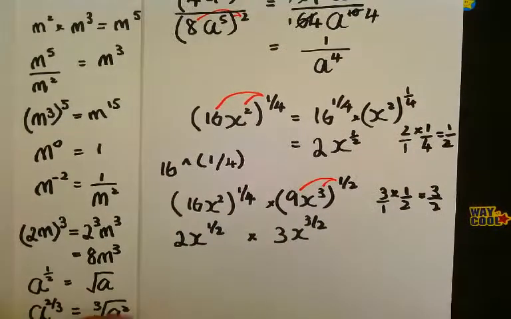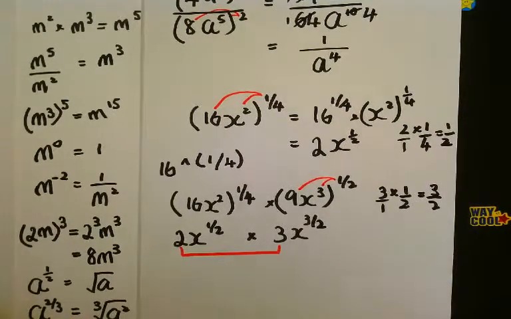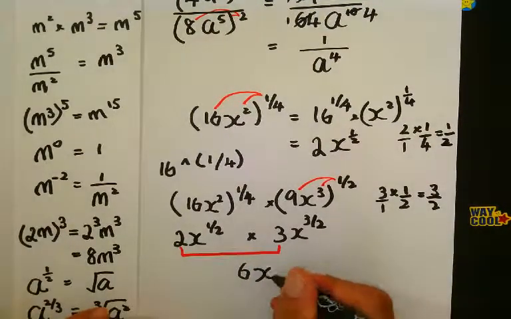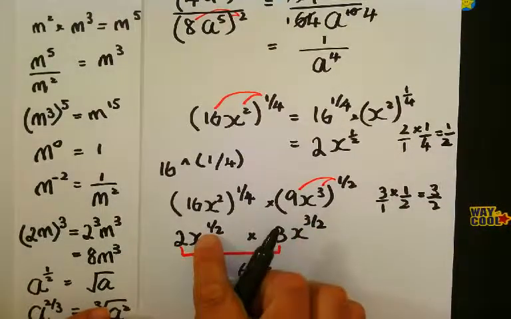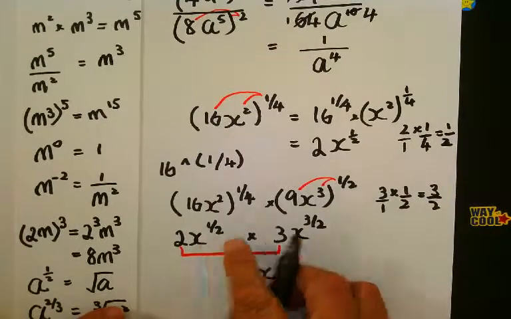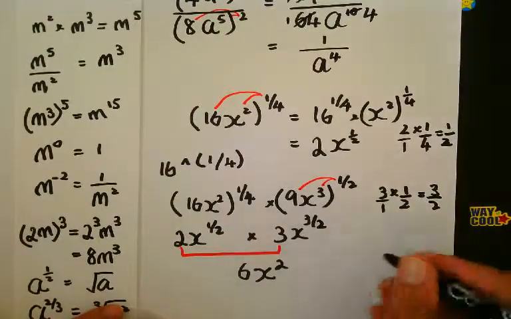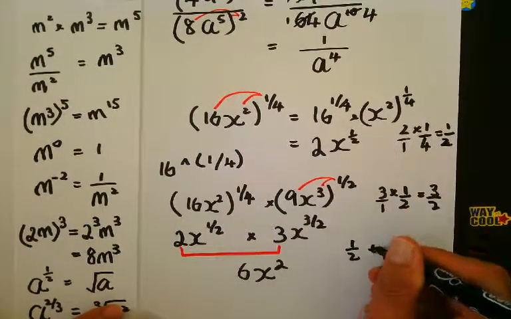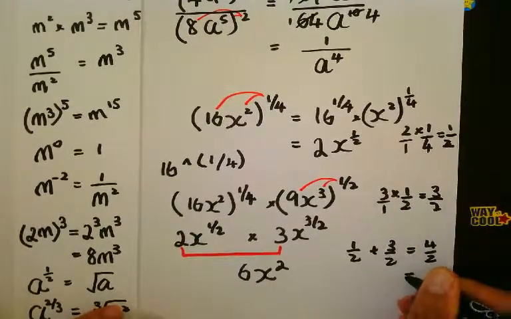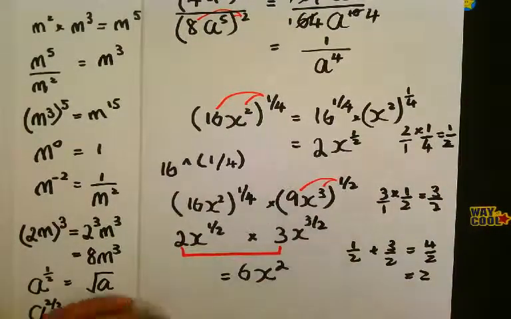Brilliant. Now, with this one, we're going to multiply the coefficients together. So 2 times 3 is 6. Then we're going to add the x powers together. So a half plus 3 halves makes 4 halves, or a half plus 1 and a half is just equal to 2. So let's go: a half plus 3 over 2 equals 4 over 2, which is just equal to 2. And so that's our final answer there.